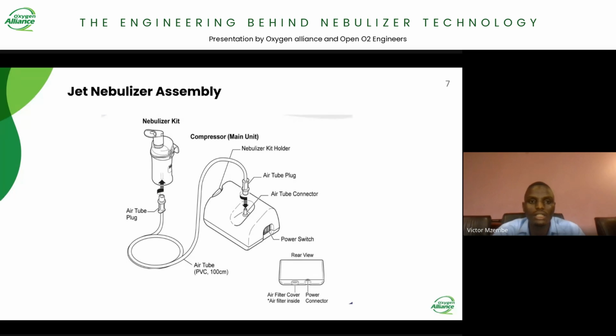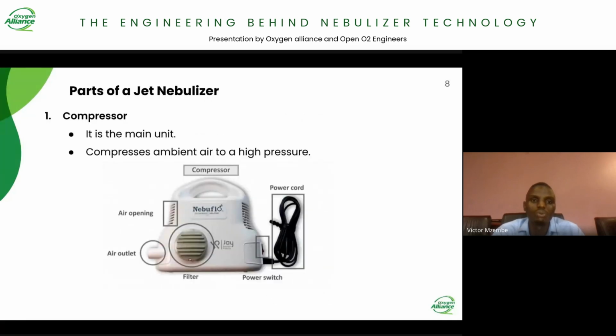So basically, the device consists of two parts. It has a nebulizer kit and then the compressor. The compressor is the main unit of the device assembly. In the next sections, we are going to look into details on the two main parts, which are the nebulizer kit and the compressor unit. So to begin with, let's look at the compressor.